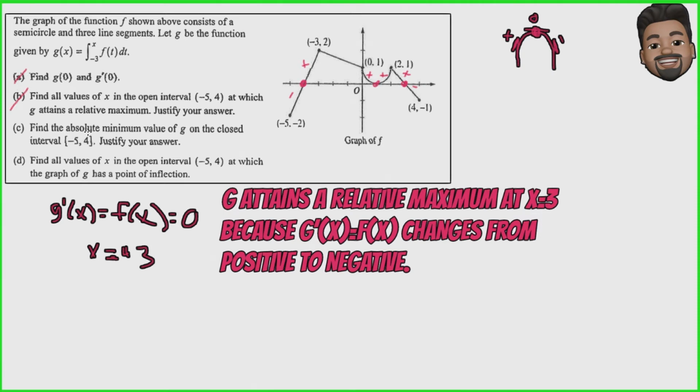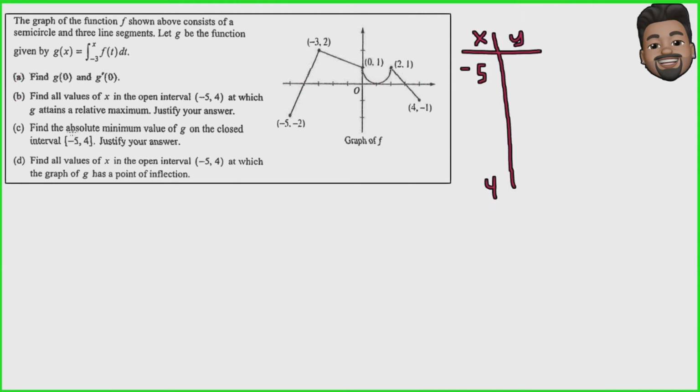So we got A down, we got B down. Let's go to part C, because part C is an absolute beauty. Part C is asking, find the absolute minimum value of g on the closed interval. Now, absolute minimum value means the smallest y value, right? Remember, absolute is talking about the original. What is the smallest y value in your interval?